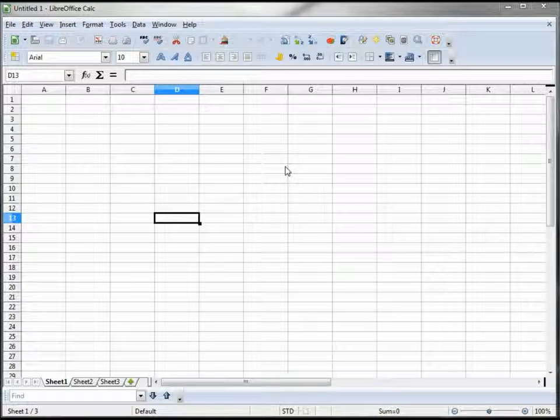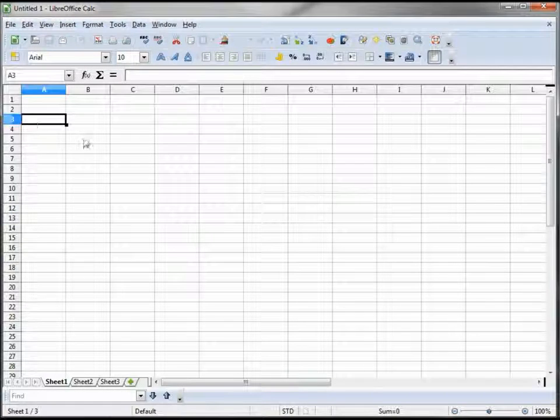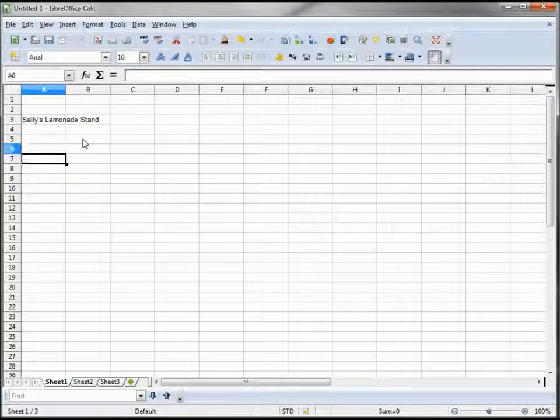In this tutorial, we're going to expand on our arithmetic a little bit and our fictitious company. We're going to do that with something even more simple, a lemonade stand. So we're going to call this Sally's Lemonade Stand. And we're going to have the number of cups sold. And then we're going to calculate her income, her expenses, and then her profit.